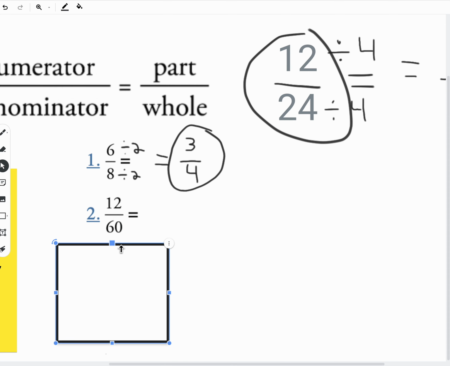Great, let's try number 2. 12/60. This is a great opportunity to memorize the multiplication table. I encourage that you learn up to 12. 12 times 12 is 144. Both 12 and 60 can be divided by 12. Twelve divided by 12 is 1. 60 divided by 12 is 5. 12/60 will reduce down to 1/5.